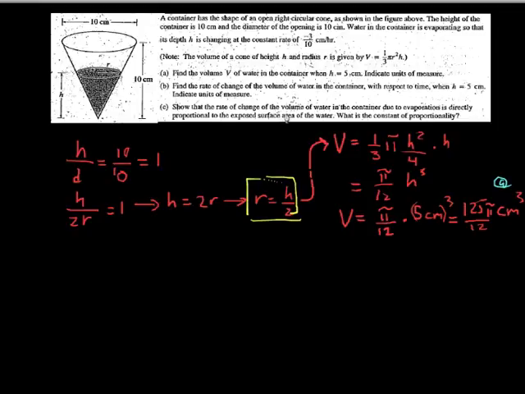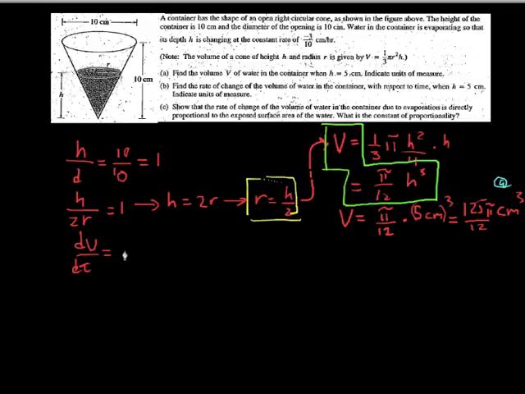Let's look at B. Find the rate of change of volume with respect to time when h is equal to 5 centimeters. Okay, let's look at our volume equation right here. V is equal to pi over 12 h cubed. And we're going to take the derivative of that with respect to time. The differential operator preserves equality, so we need to take the derivative of both sides.